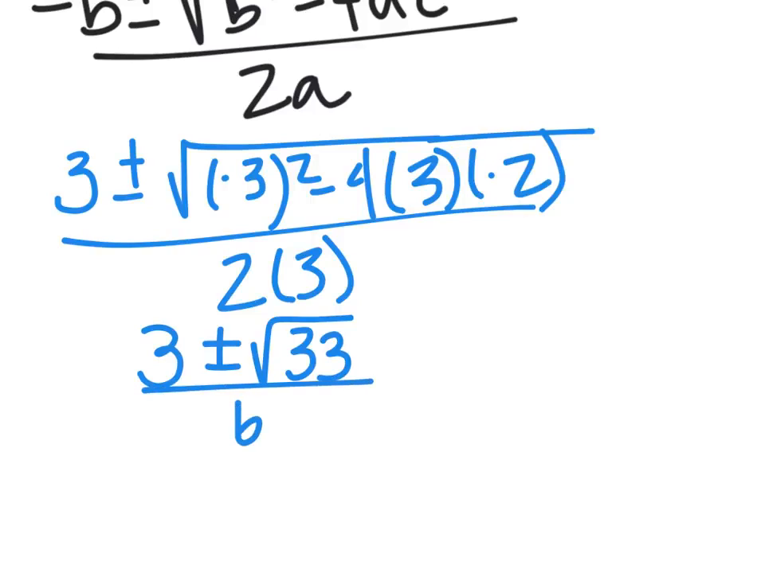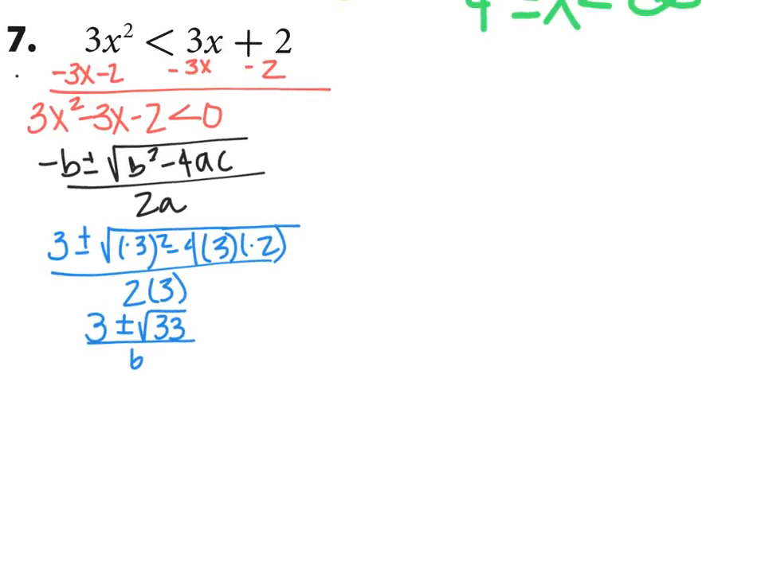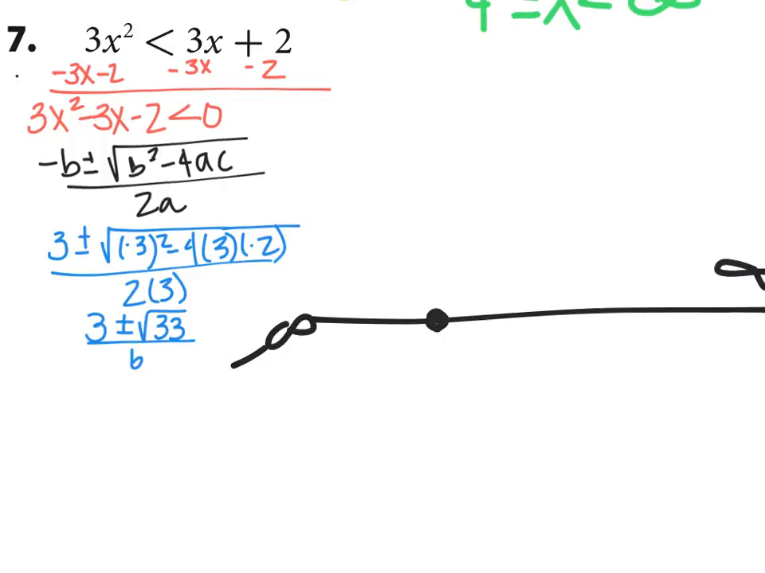Can I simplify the square root of 33 at all? No. Because its only factors are 3 and 11. There's no pairs there. So I have to leave it like this. So I know that I'm going to sketch my graph so I have a general idea of what this looks like. And I know that my x-intercepts are going to go on here.